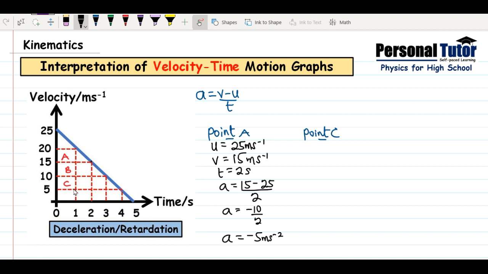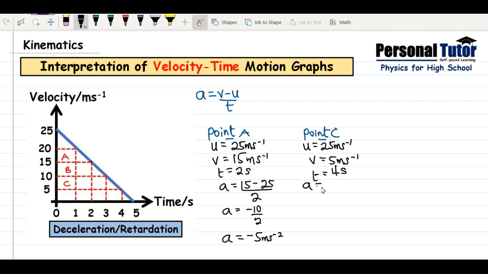Should we pick point C as well? Starting from 25 coming downwards. The initial velocity is 25 meters per second. Then it travels down to point C, which is here. That is 5 meters per second. And the time there is 4 seconds.